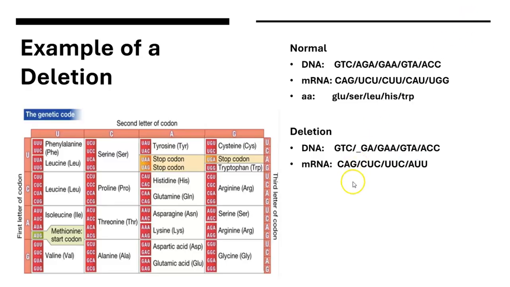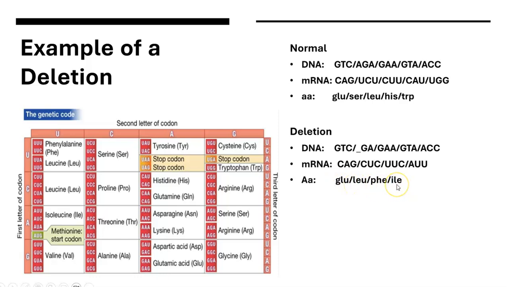All right. So then we've got the amino acid sequence. If you look it up in the table, CAG is for glutamine. Now instead of serine, we have leucine. Instead of leucine, we have phenylalanine. Instead of histidine, we have isoleucine. So you see that the amino acid sequence is completely different after the glutamine.